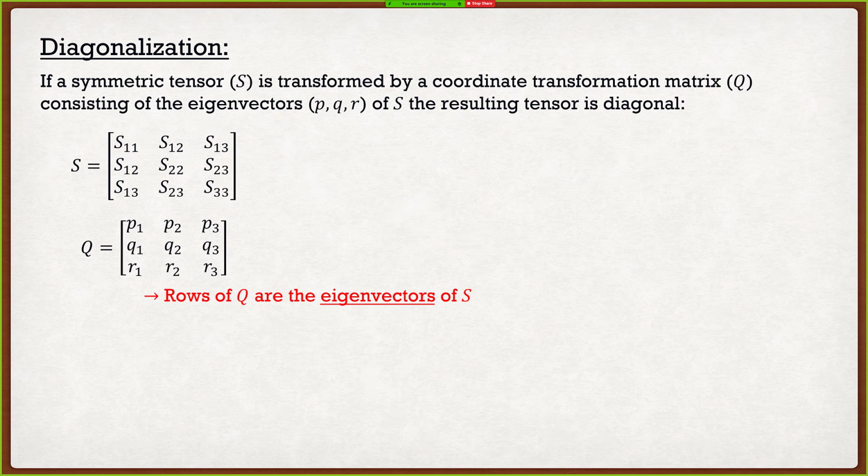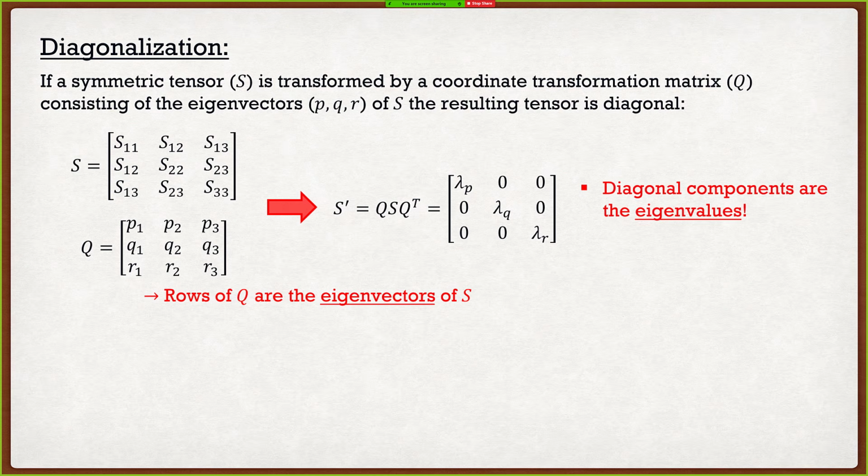We look at the second row, we have Q1, Q2, Q3. That's an eigenvector of S. What we find is that S prime, which is equal to QSQ transpose, is actually a diagonal matrix. So this means that the only non-zero components here are the diagonal ones. We're going to find that we have a diagonal matrix consisting of the eigenvalues of S. So if we look here, we have diagonal components lambda p, lambda q, lambda r. Those are going to be the eigenvalues of S prime, or of S. And the off diagonal components are all equal to 0.